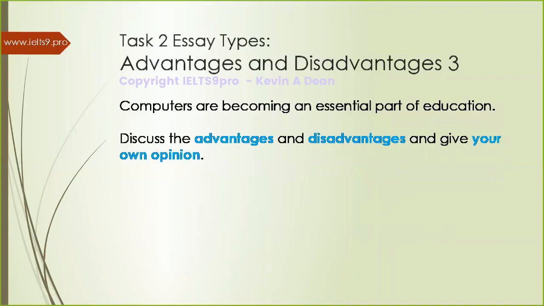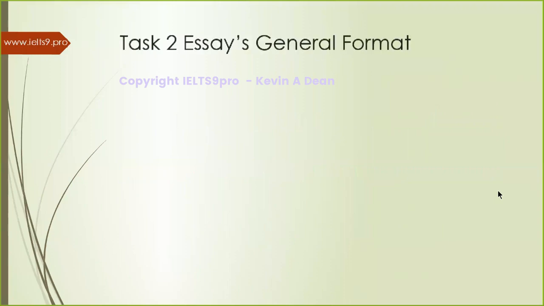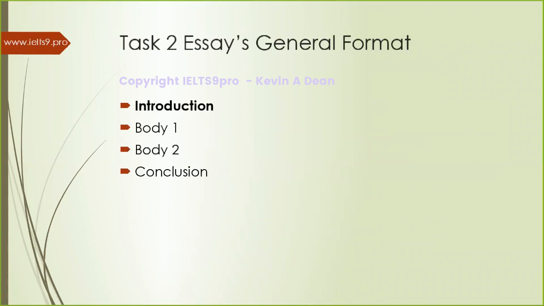Then we've got the other one. It will say, discuss the advantages and disadvantages and give your opinion. So you have to say what they are and come down on one side. So this is basically the same as a discuss both views question. So what's the general layout or format of the essay? Introduction first. Body paragraph 1. Body 2. Conclusion, it's that simple.